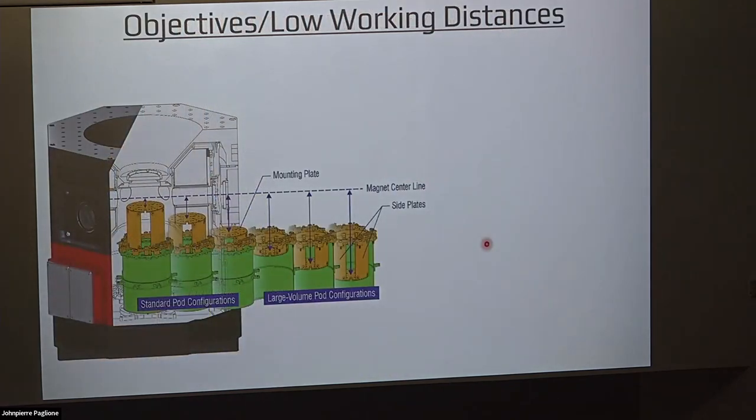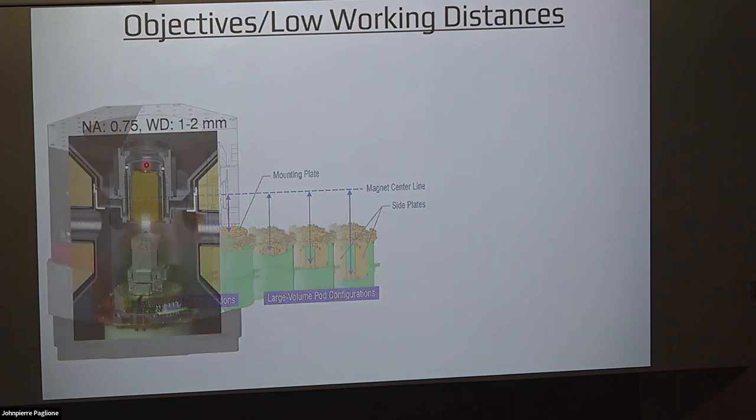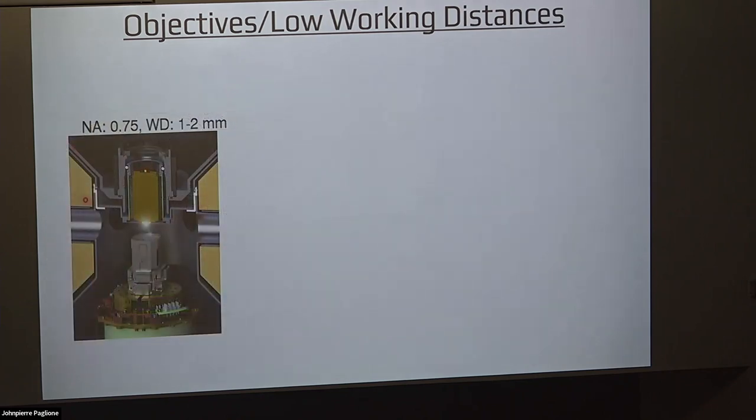Depending on your experiment, the working distance is very important. A lot of people want to do microscopy in here, and usually they want small working distances for microscopy. So we have various options in which we've modified this top plate so you can get working distances on the order of 1 to 2 millimeters. You get very thin windows, you can get very close. Usually this helps with magnification, et cetera.